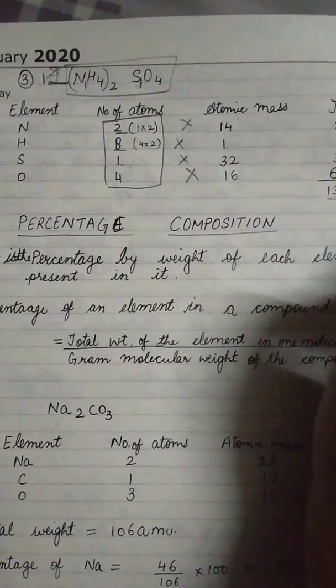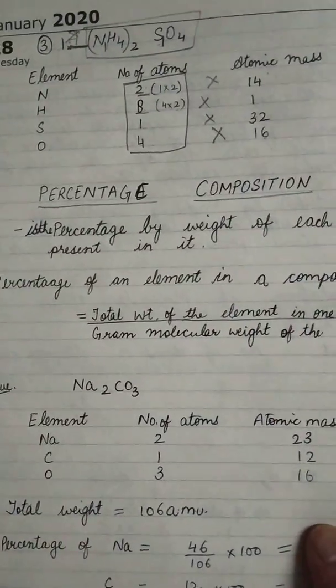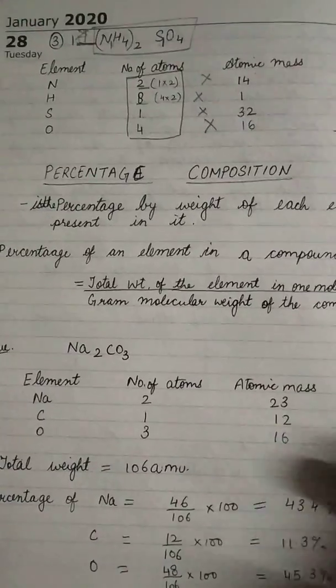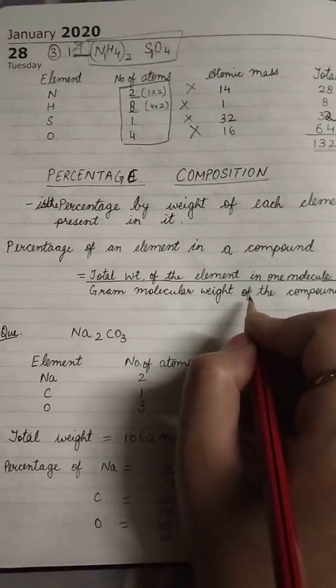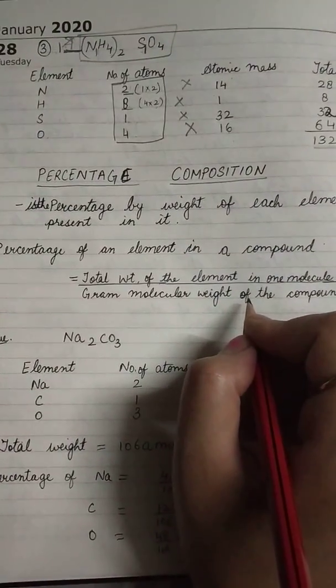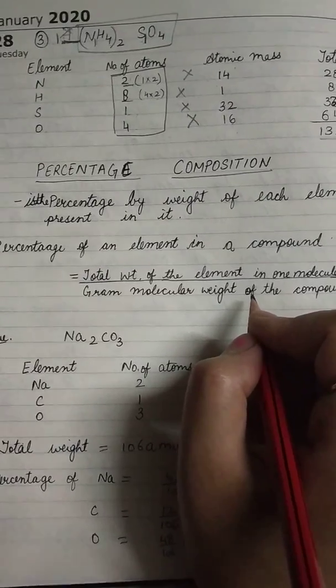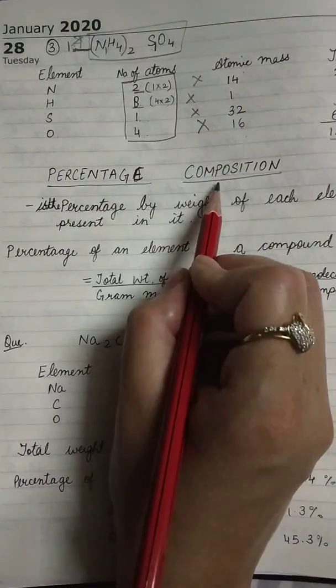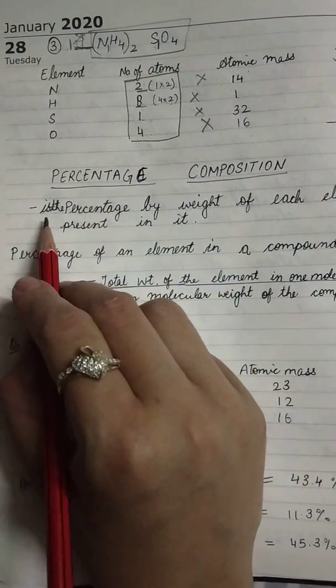So now the next thing is percentage composition. Everybody knows how to calculate the percentage. You have practiced and learned it in maths as well. So the same concept will be used. First we'll go with the definition of the percentage composition of an element in a compound.